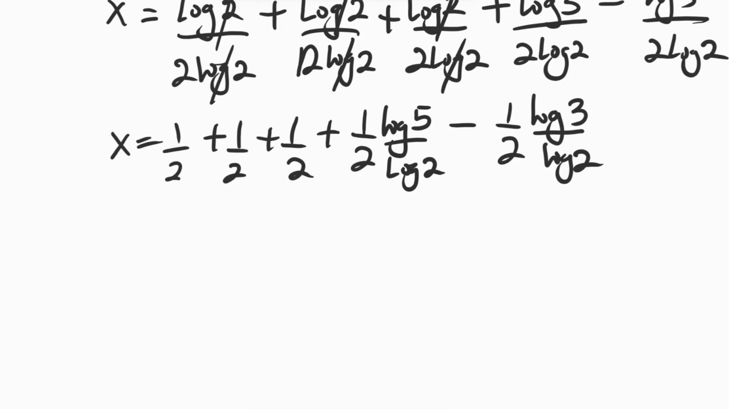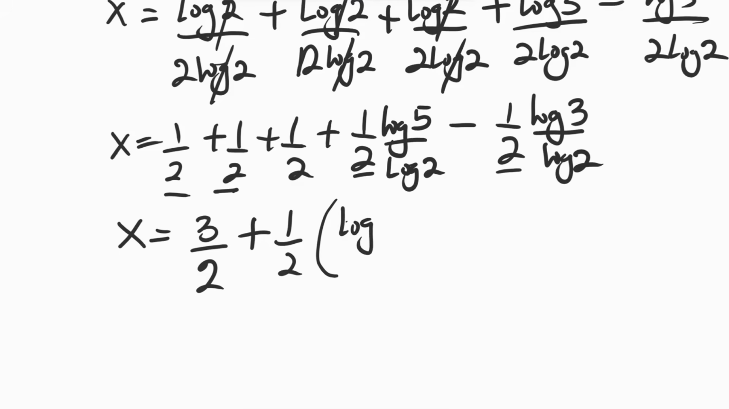Again, our x is equal to half plus half is 1. 1 plus half will give us 3 over 2. That's one whole number, 1 over 2, which is 3 over 2. Plus, we have half here and we have half here. We can factor that out, and that becomes half times log 5 divided by log 2 minus log 3 divided by log 2.